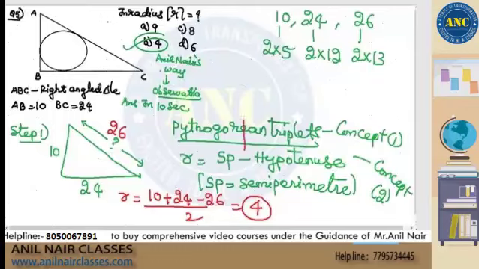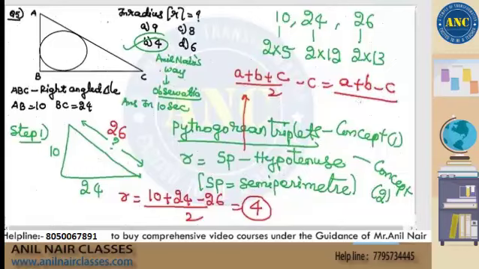Why is it 10 plus 24? Semi-perimeter is A plus B plus C by 2, minus C, which is A plus B minus C by 2. One is a Pythagorean triplet, which is nothing but a derived triplet of 5, 12, 13. Derived is 2 into 5, 2 into 12, 2 into 13: 10, 24, 26. So it is 26.